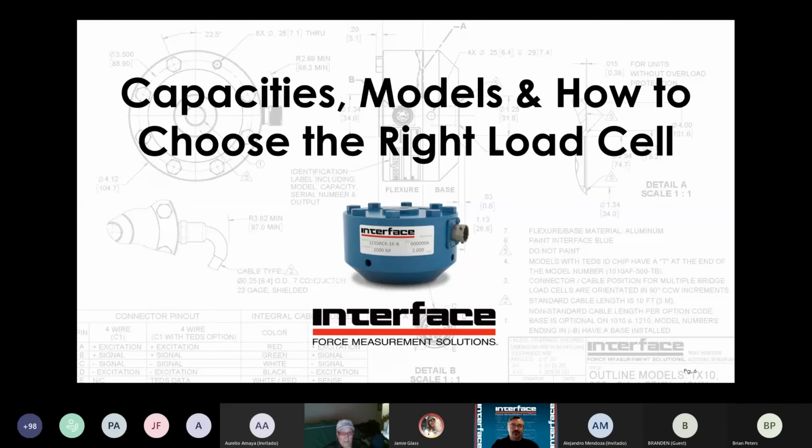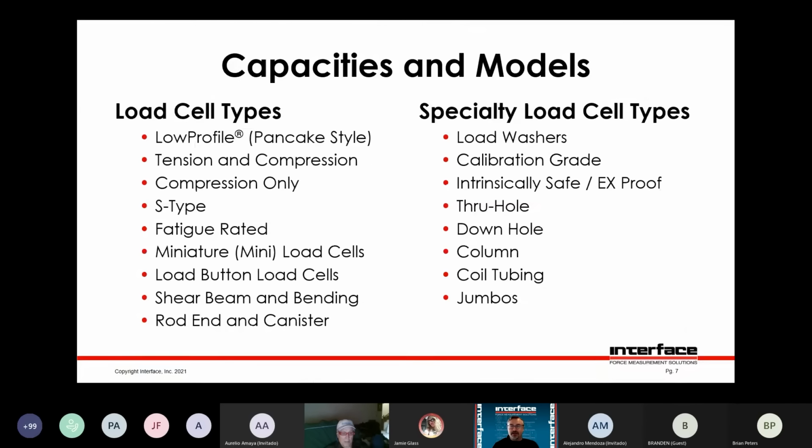Capacities, models, and how to choose the right load cell. It can be a bit intimidating if you look at a catalog or our website. There's hundreds of different models. What is the difference? And certainly new people to load cells might really struggle with, okay, what's exactly the right one? I have to pick the right one of these hundreds of versions. Well, it may be that 50 of them could work. It's not always a single solution, but some considerations may drive you in one direction or another.